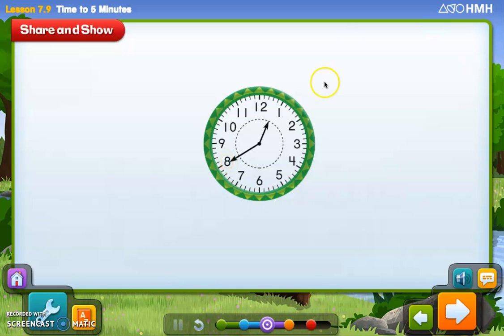So let's count this one together. So she's asking, when this minute hand is on the 8, how many minutes have passed since the hour? So right now our hour hand is in between 12 and 1. So we know that the hour is 12 o'clock. And now we're going to use these numbers here to count on by fives to find out how many minutes have passed when the minute hand is on the 8.